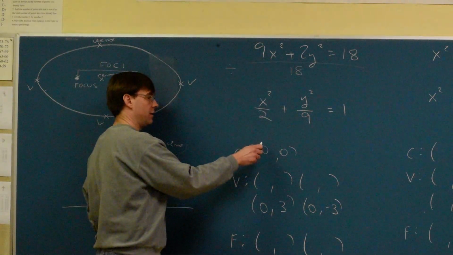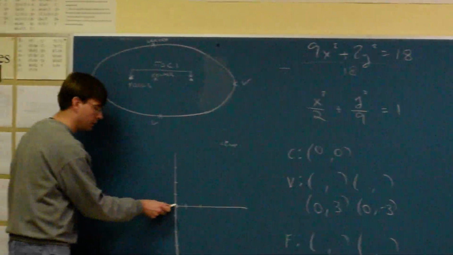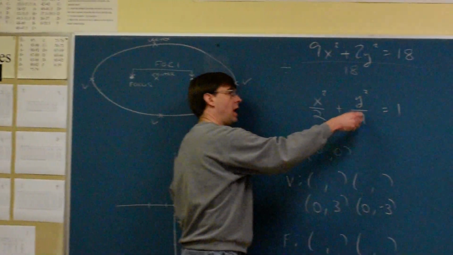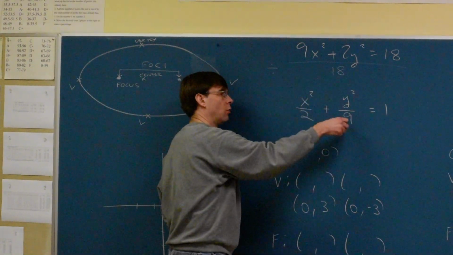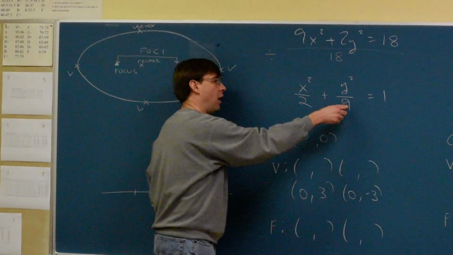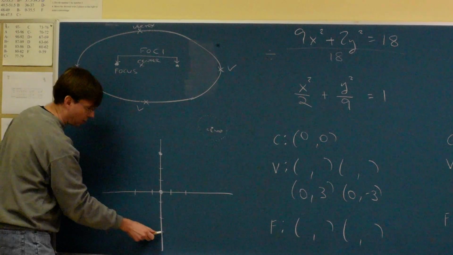Why don't I graph while I do this? We had a center at the origin, so here I go with the center at the origin. This fraction is telling us for y's to go up or down. We're always going to root the number in the fraction, so this is telling me to go up and down 3. So I'm going to go up 3, I'm going to go down 3.